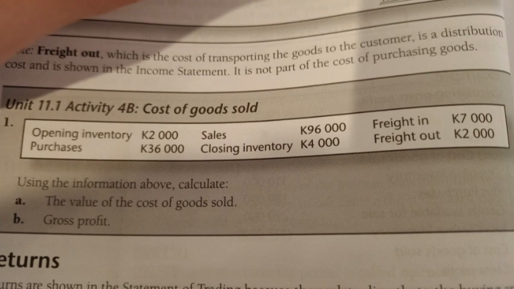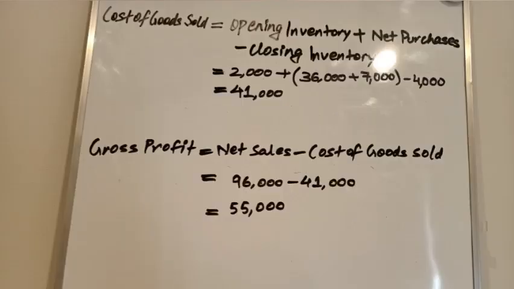So alright, let's do activity 4B, question 1. Opening inventory 2,000, sales 96,000, freight in 7,000, purchases 36,000, closing inventory 4,000, freight out 2,000. So we have to calculate the value of cost of goods sold and then gross profit. So cost of goods sold is opening inventory plus net purchases minus closing inventory. Here opening inventory is 2,000 and closing inventory is 4,000.